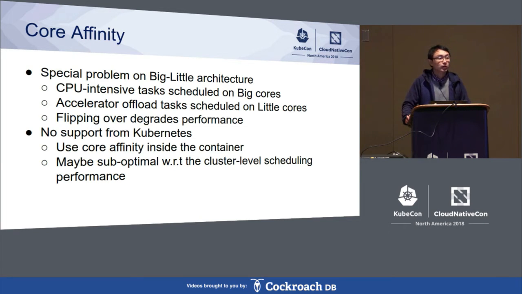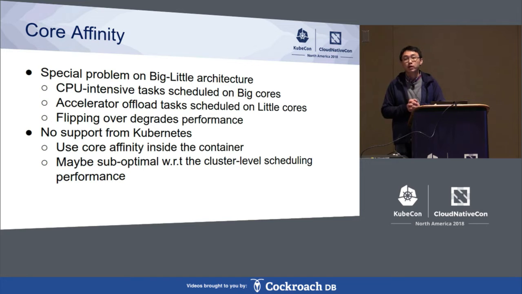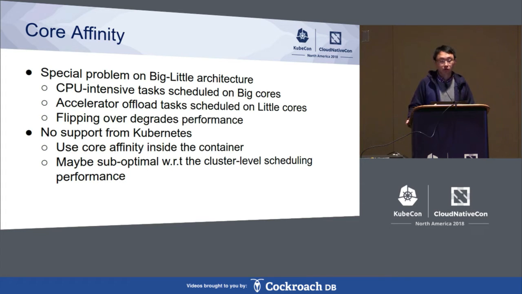Today, the Kubernetes scheduler doesn't support that at this level. The good thing is it opens all the cores to the container, so we can do that inside the container. But I'm not sure whether setting the core affinity inside the container will impact the overall scheduling performance, because the CPU consumption is actually different from what the Kubernetes scheduler assumes. But anyway, if there are enough resources, it's not a problem.